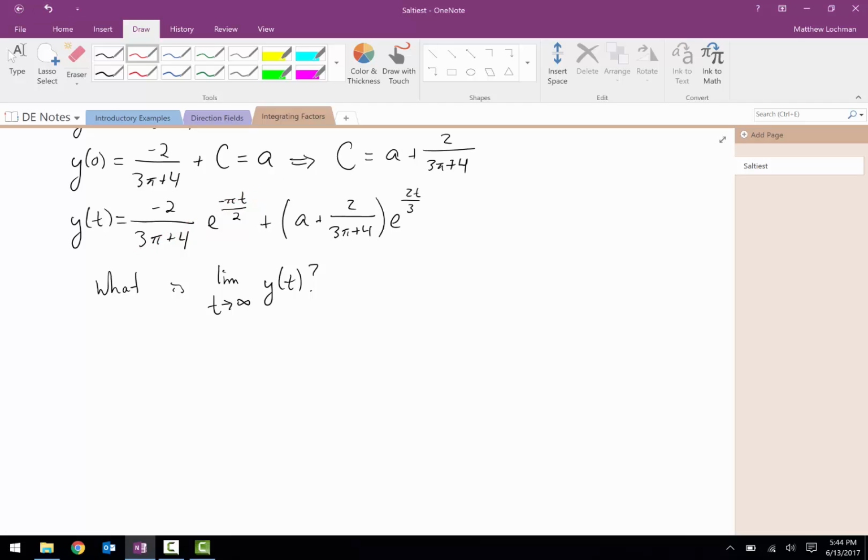Now, what's going on with the second term? Well, that exponent is positive. So as t goes to infinity, that exponential function on the end should go to infinity. But we have this value of a in the coefficient in front. So what we need to do is think about what's going to happen to that coefficient. So what happens to a plus this thing?